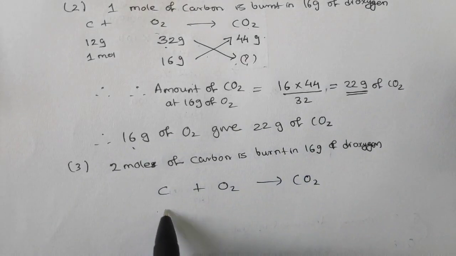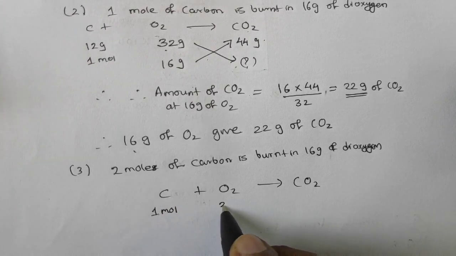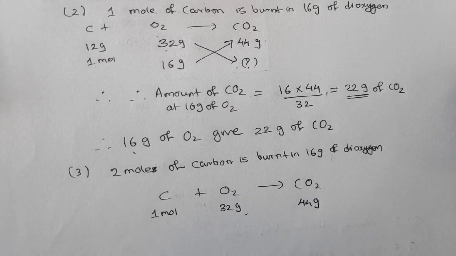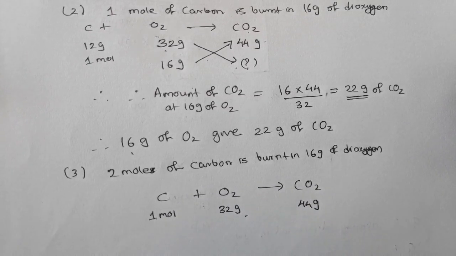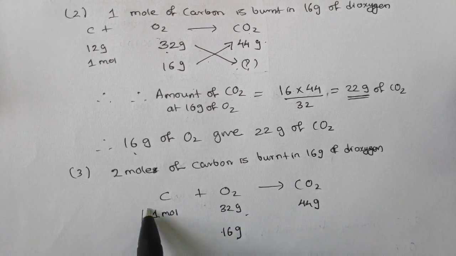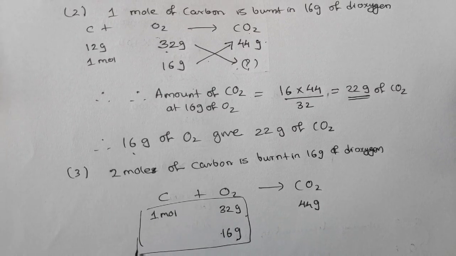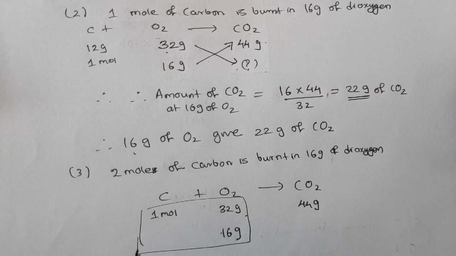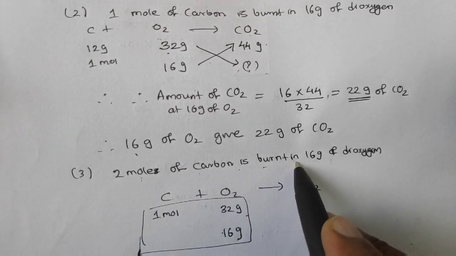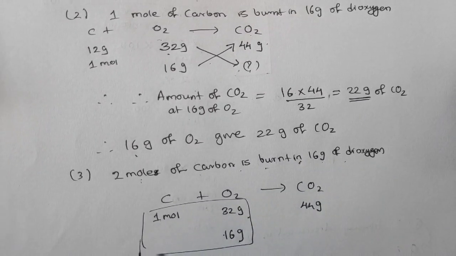CO2. So here if you see, 1 mole of carbon was there, 32 grams of oxygen was there, and 44 grams of CO2 you got. Understood? So now instead of that, if it is 16 grams, I am going to compare these two things only. If 16 grams are there, how much CO2 will you get? So here the question is: 2 moles of carbon is burned in 16 gram of dioxygen.